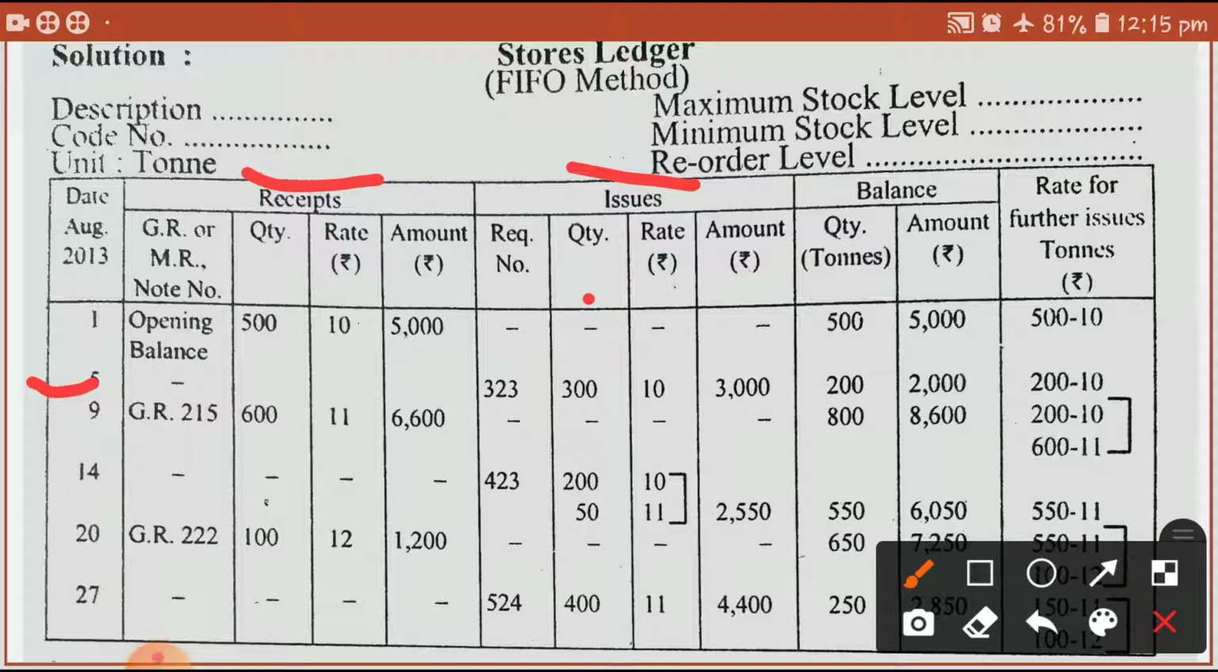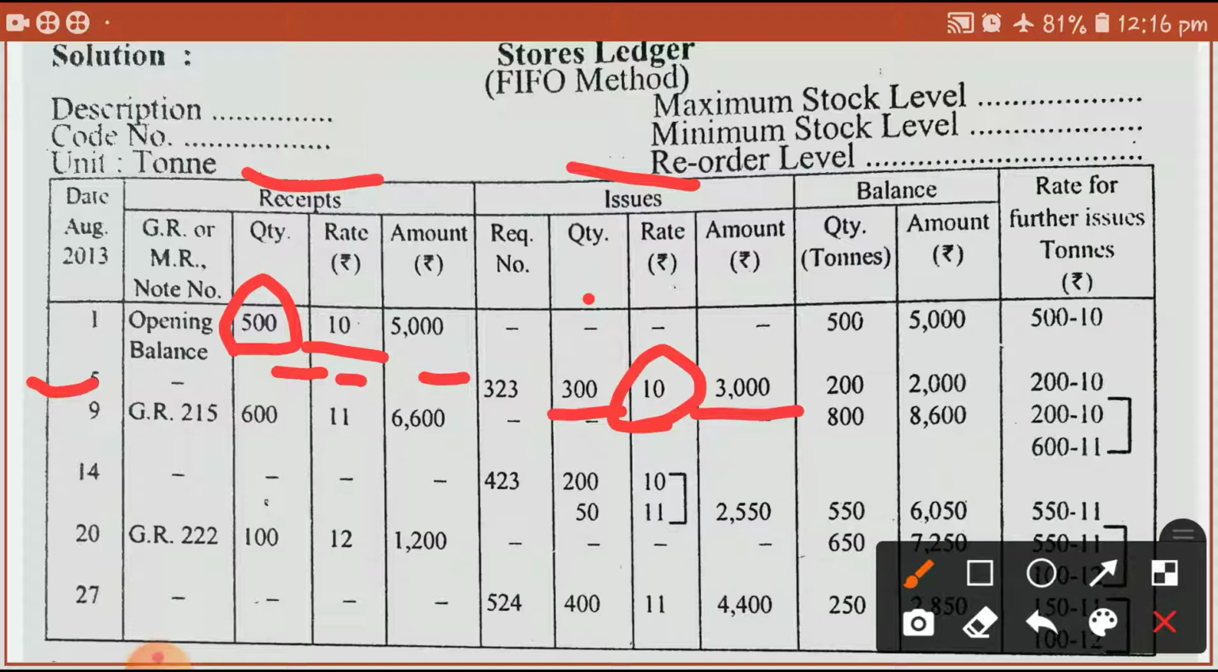So while issuing these 300 units, you will write 300 units over here, and you keep the receipt side blank. Now from where are we issuing these 300 units? Out of the opening stock we had on date 1st. Now what is its rate? 10 rupees. So we are issuing these 300 units at the rate of 10 rupees, and the total amount is 3000.